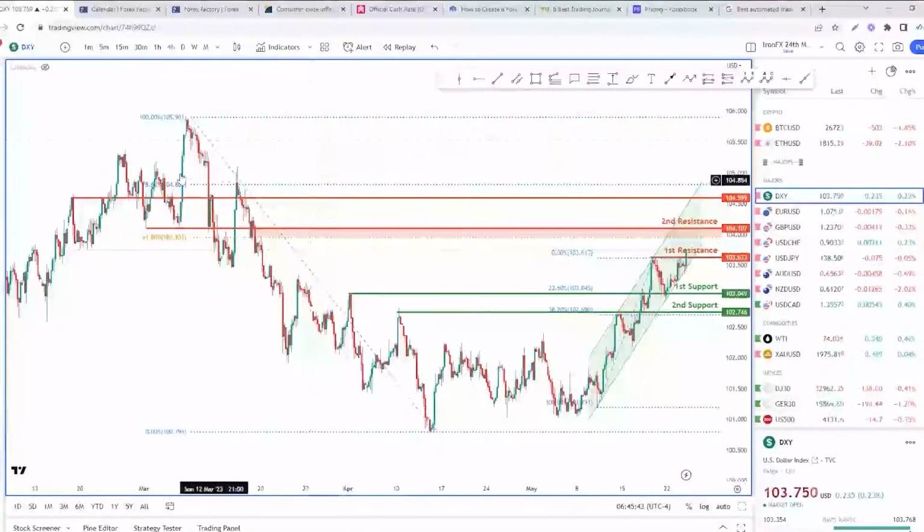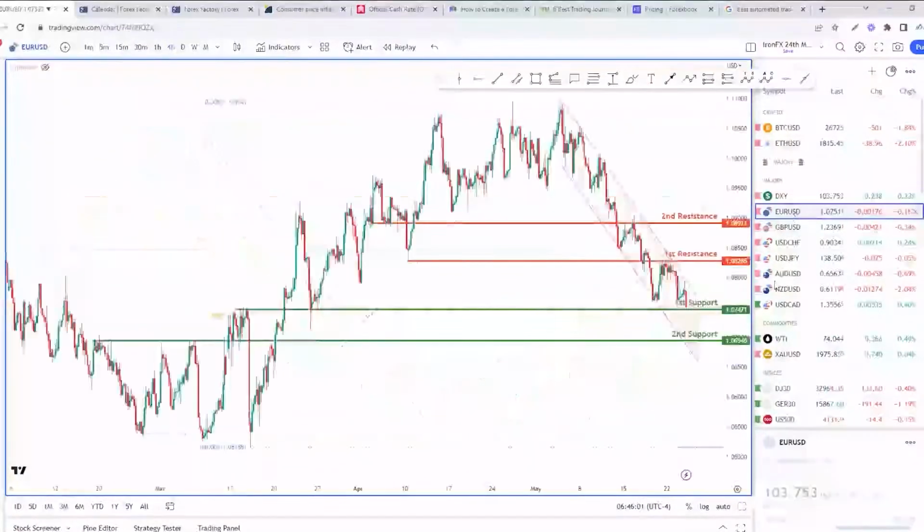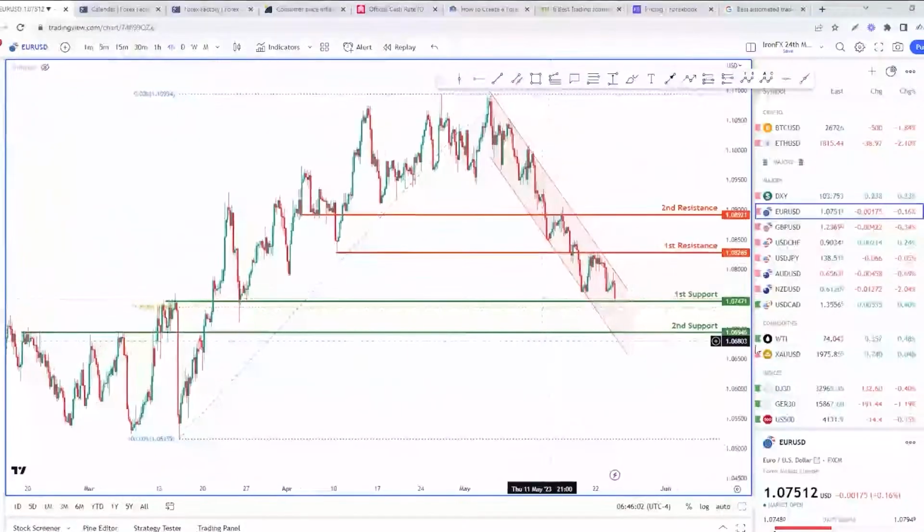So if the dollar index is rising, then naturally we would expect euro dollar to fall, pound dollar to fall, and of course dollar yen to rise. So let's take a look at how those currency pairs are faring. Right, so here we go.